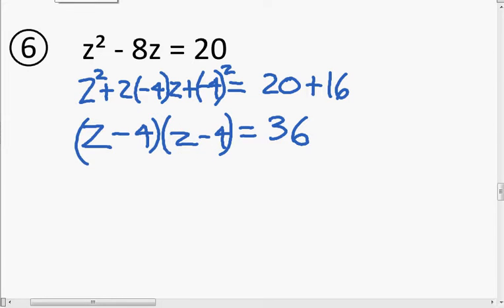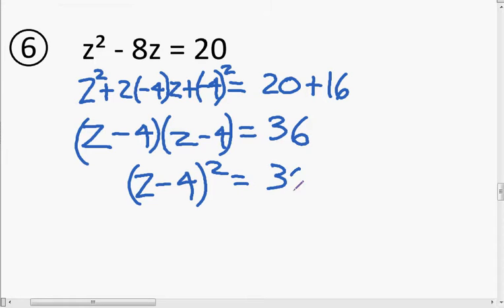So I have a binomial times itself. I can say z minus 4 squared equals 36. So back to the problem I had before. By adding 16 to both sides of the equation, I made a perfect square binomial. That allows me to take the square root of both sides. So I can say that z minus 4 equals 6.